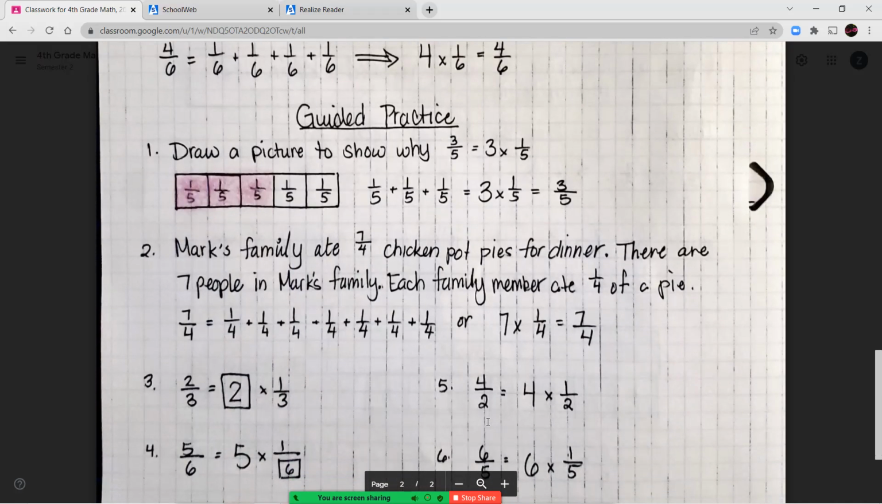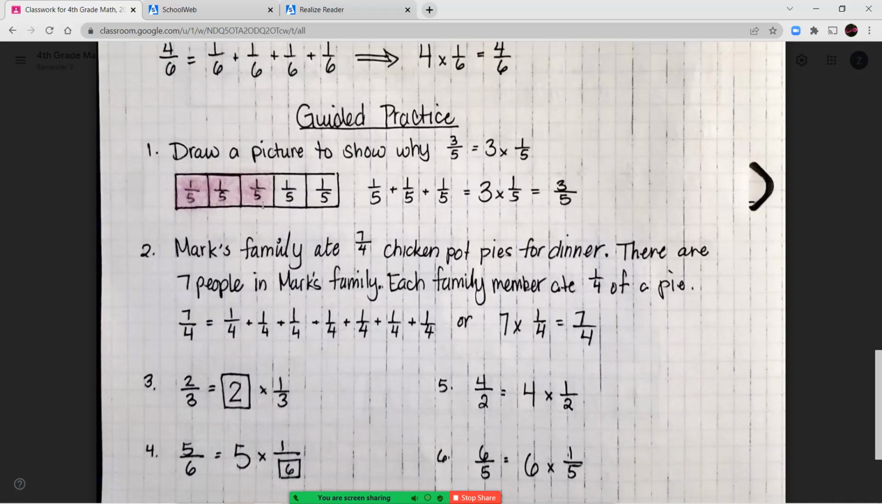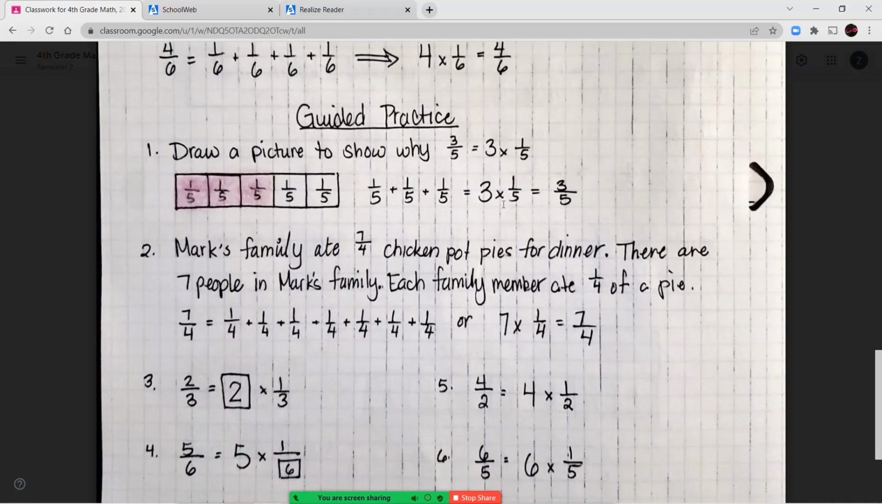Let's jump into our guided practice. Now our first question says, draw a picture to show why 3/5 is the same as 3 times 1/5. Here I drew out my rectangle, split it into 5 pieces, and colored in 3 of those pieces. So I have 1/5 plus 1/5 plus 1/5, which is the same thing as saying 3 times 1/5, or 3 of those 1/5 size pieces equals 3/5.